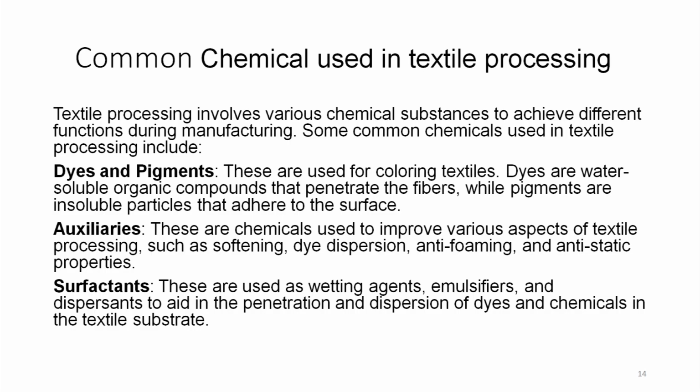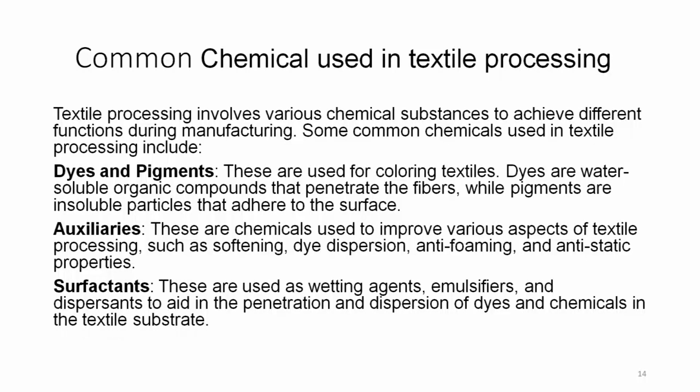Common chemicals used in textile processing. Textile processing involves various chemical substances to achieve different functions during manufacturing. Some common chemicals used in textile processing include dyes and pigments, and as I told you, these chemicals that are enlisted here are mandatory to be used for textile processing. One cannot omit them. So, dyes and pigments have to be used.